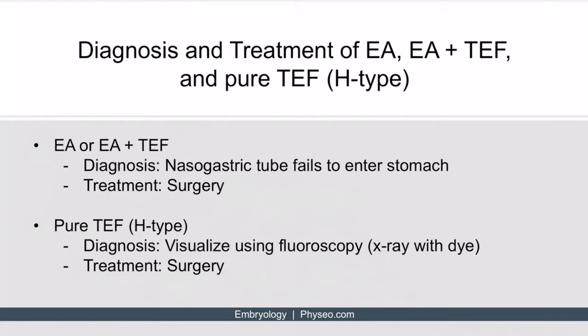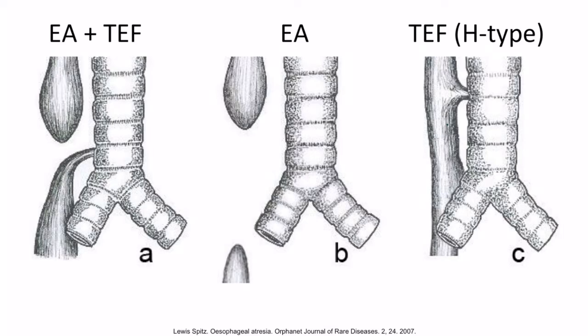Now let's talk about the diagnosis and treatment of these conditions. In the case of esophageal atresia, or a combination of esophageal atresia and tracheoesophageal fistula, the diagnosis is having the nasogastric tube failing to enter the stomach. And the reason this would be is because esophageal atresia ends in a blind pouch. So if you put a nasogastric tube down the esophagus, it'll just hit a dead end and not be able to continue. And if that happens, you've got your diagnosis. And the treatment is fairly straightforward. It's surgery. So going back to this image, if you have a nasogastric tube, it'll just hit a dead end.